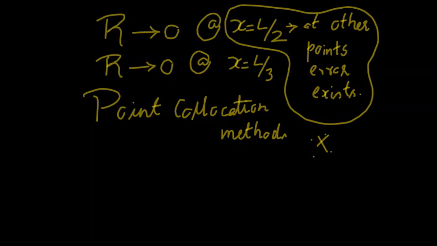If you are making the error 0 at x is equal to L by 3, only at x is equal to L by 3 you will be getting the exact solution. If you are making the error 0 at x is equal to L by 4, only at x is equal to L by 4 you will be getting the exact solution. Okay, there is still more to it. Let me explain that.